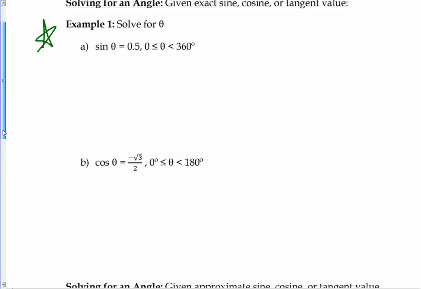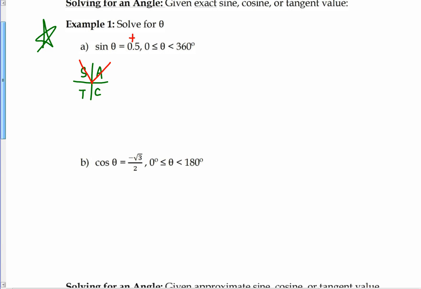Sine theta equals 0.5. So the first thing we want to talk about is CAST. What does CAST tell me? Quadrants. What quadrants will we be in? 1 and 2, because we have a positive ratio. Sine is positive in quadrants 1 and 2.